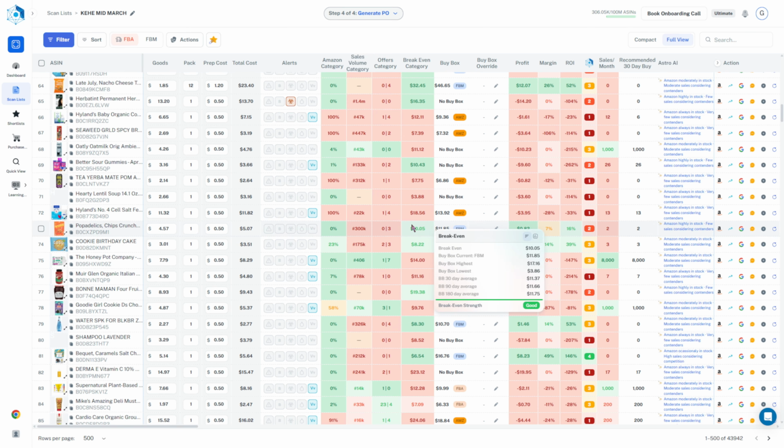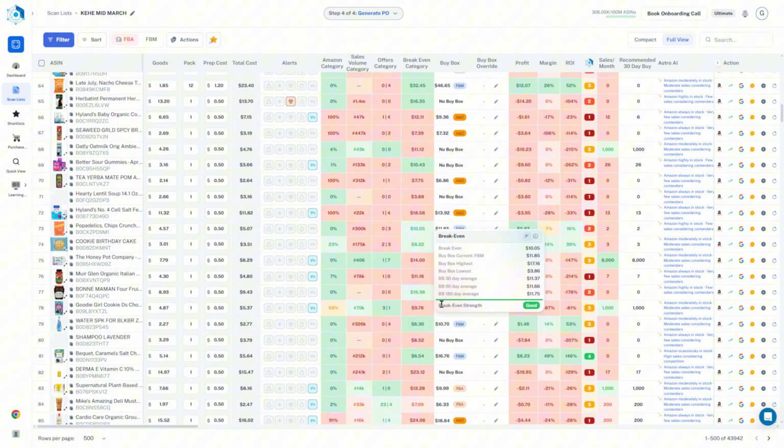The last column is probably one of the most interesting ones. It's the break-even strength category. The break-even strength category tells you what your break-even price is. This is the number that is shown here, but ultimately it gives you a lot of information, but it also gives you an important analysis on the break-even strength.